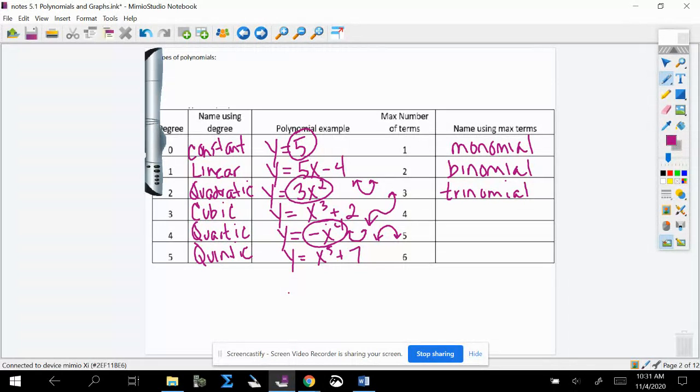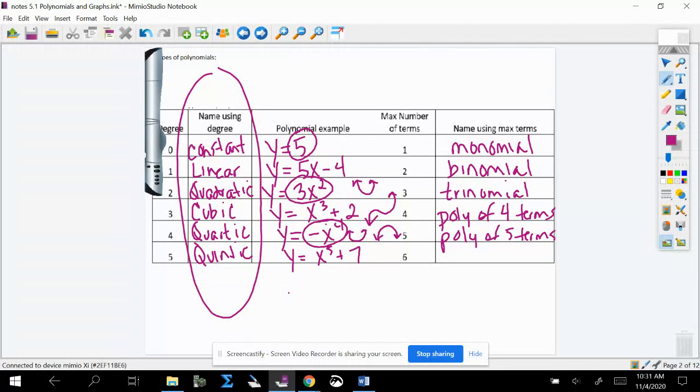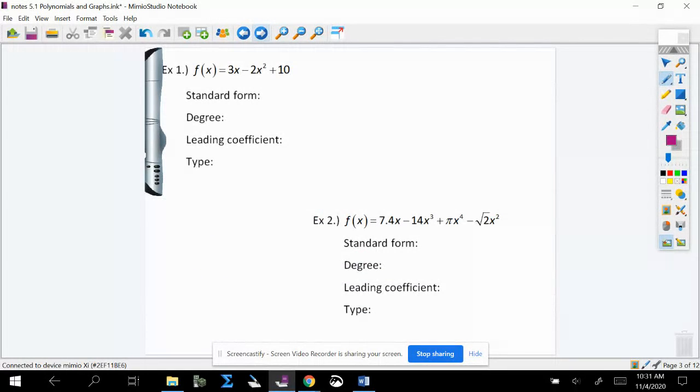Anything beyond that, once we get past 3 terms, we stop using special names and we just say that it's a polynomial of that many terms. So a polynomial of 4 terms, a polynomial of 5 terms, and so on. We stop with the special names after 3 terms. So every polynomial can be classified both with the degree, one of the terms in this column, and with the number of terms, one of the names in this column. So we're going to go through just a couple of them to make sure you're comfortable with all of these things.